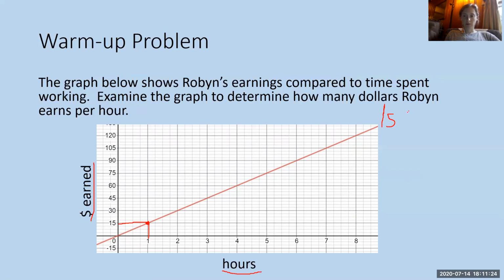$15 per hour. And that is our final answer.